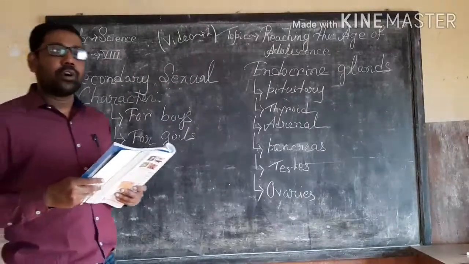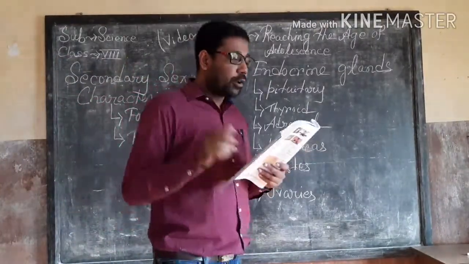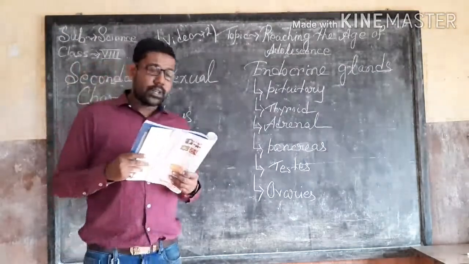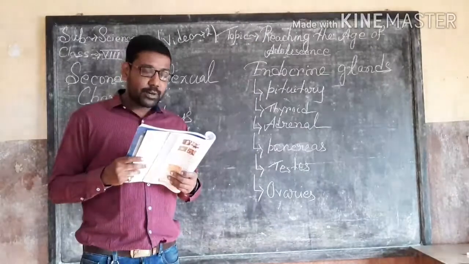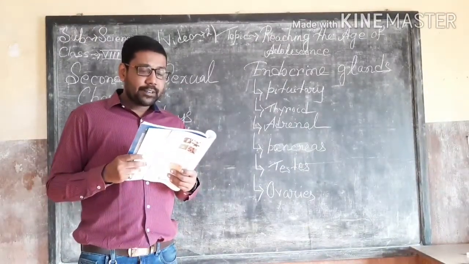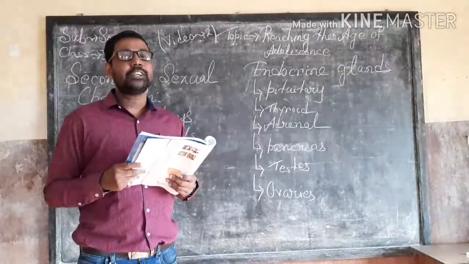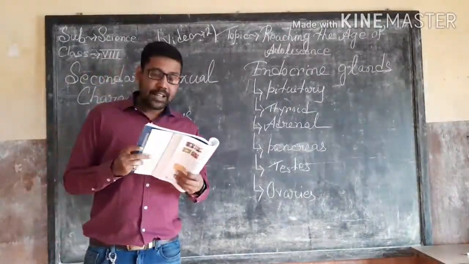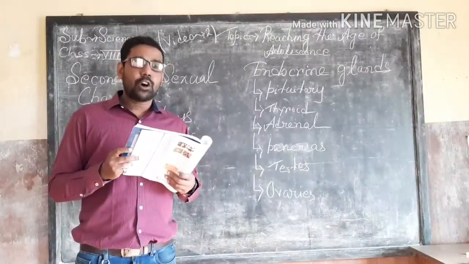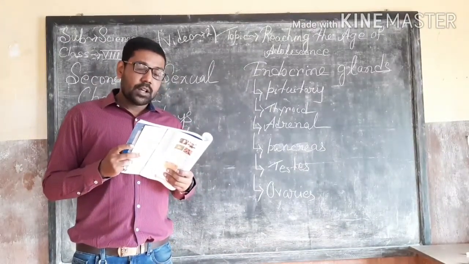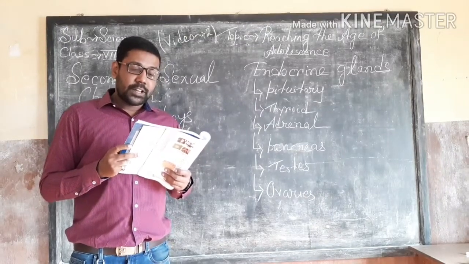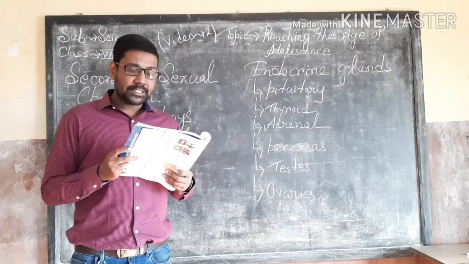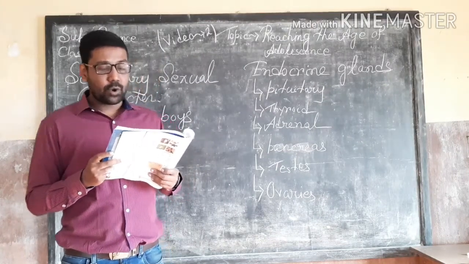pituitary, that is also called the master gland. Location: at the base of the brain. Hormones: several hormones including growth hormone and thyroid stimulating hormone, in short TSH. Function: first, stimulate the thyroid for thyroxine production; second, control the normal growth; third, control the activity of the other endocrine glands, hence it is called the master gland.